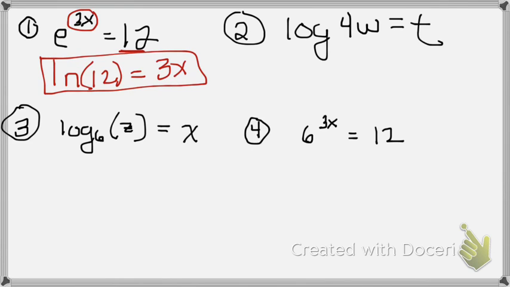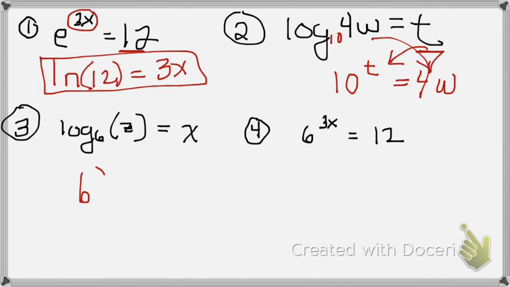Number 2, it has no base. What is that understood to be? It's understood to be 10. So when we convert it to exponential form, it'll be 10, your argument, to the t power equals, excuse me, that's your exponent, 4w. Number 3: base is 6, exponent is x, and your argument is z.